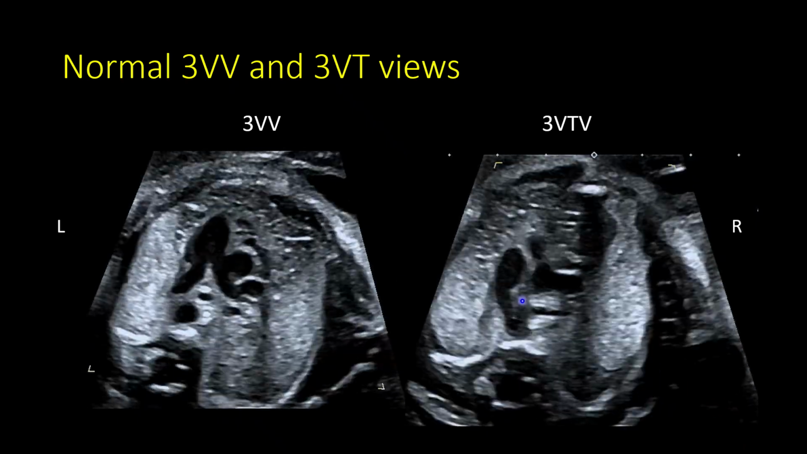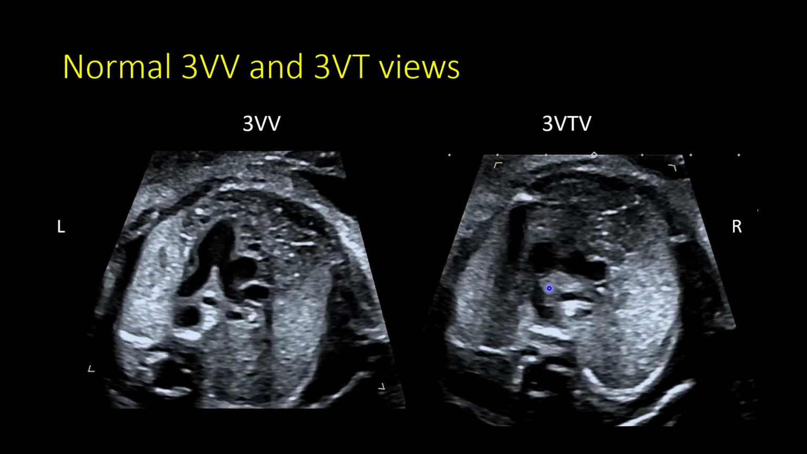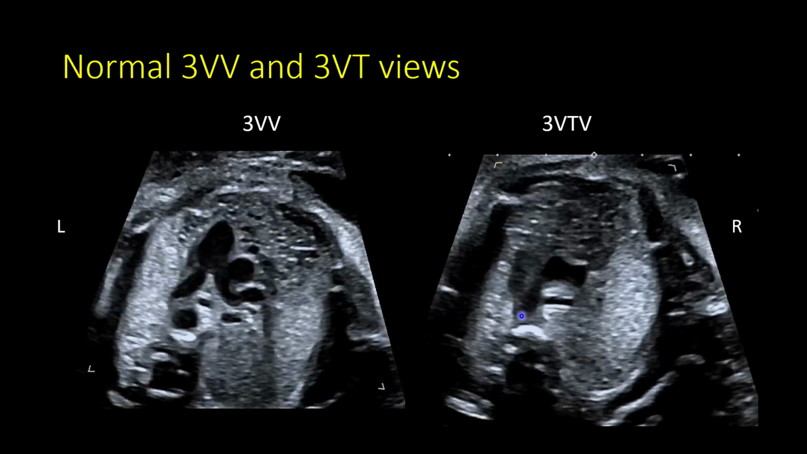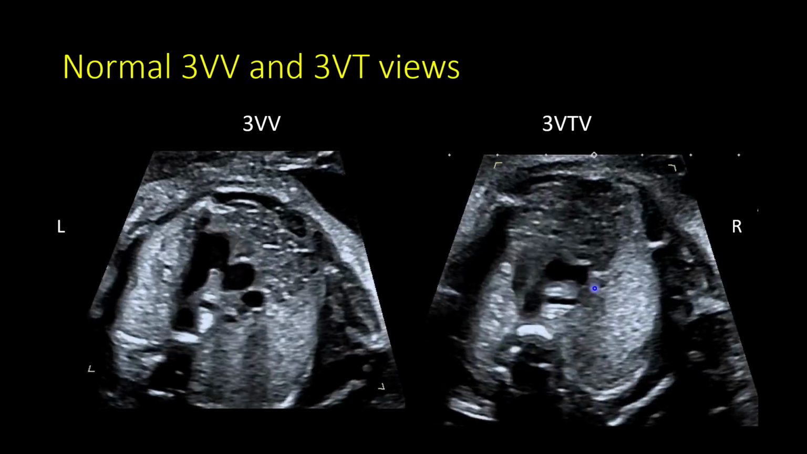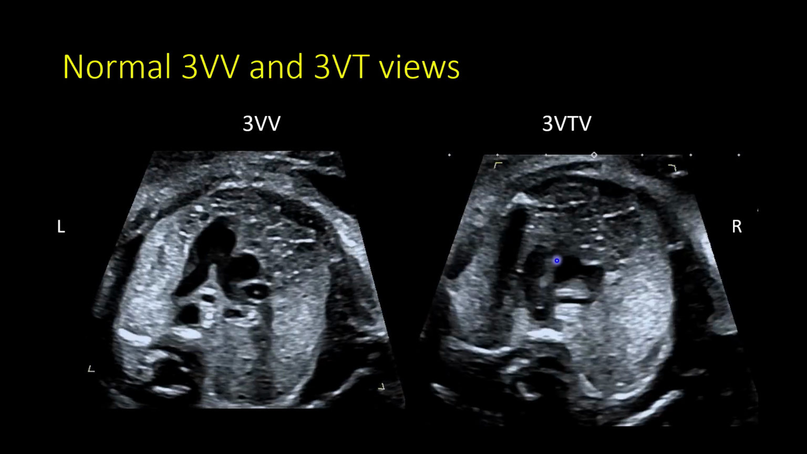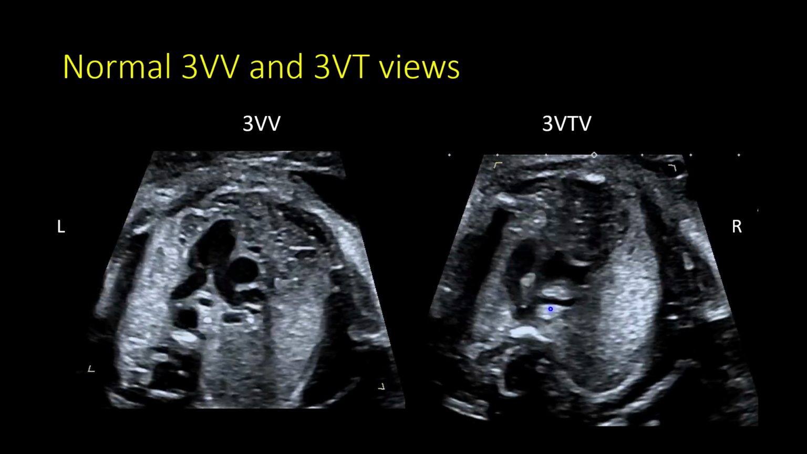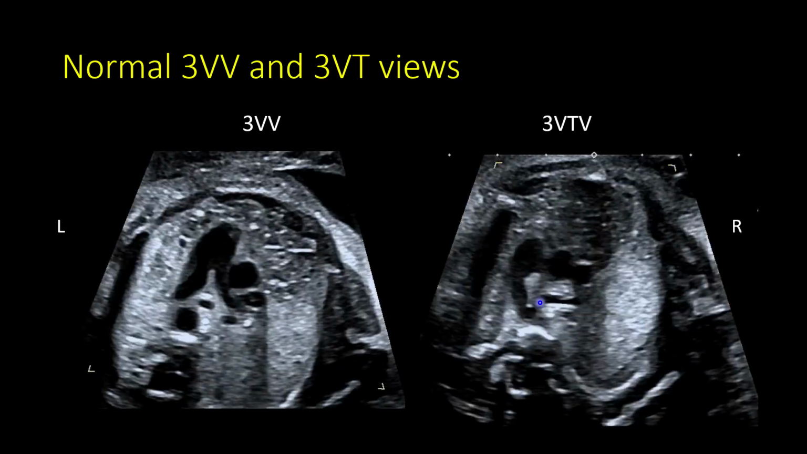Now here on the right side, you can see at the end of that sweep that there's a V forming for this three-vessel tracheal view. There's the trachea, again, SVC, aorta, and pulmonary artery, and this is a normal appearing three-vessel tracheal view.